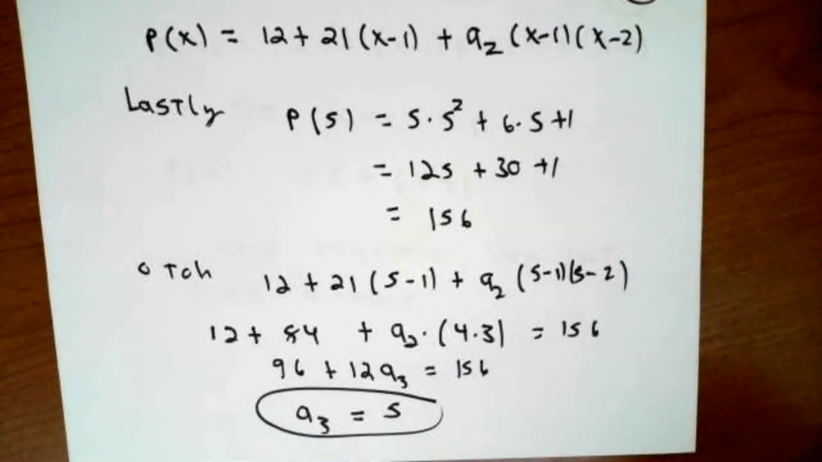Finally, I want the function value in my original polynomial and the function value in this strange-looking polynomial to be the same when x is 5. Evaluate the original thing at 5. The value is 156. Evaluate the odd-looking strange new form at x equal 5, and you conclude, after doing some algebra, that a2 must be 5.